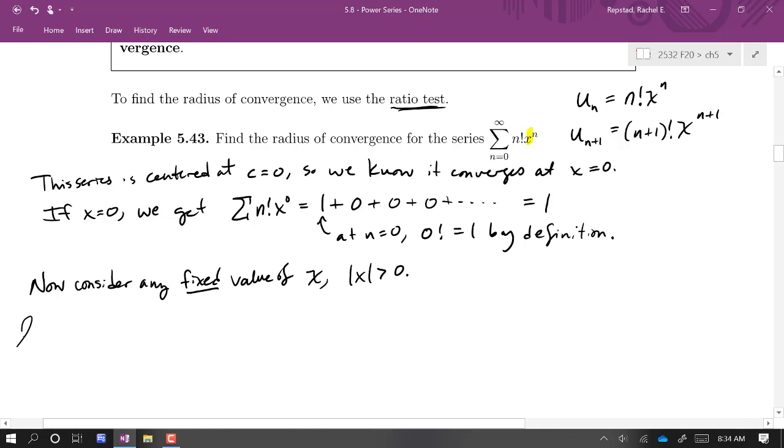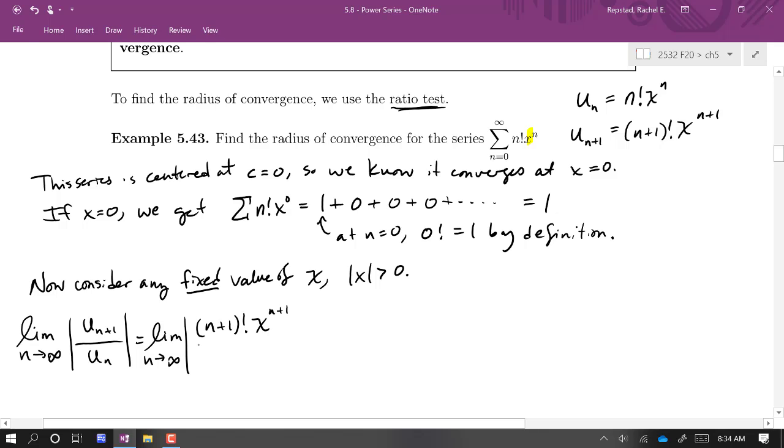So let's set up our ratio test. This is the limit as n approaches infinity of u sub n plus 1 over u sub n. And this is the limit as n approaches infinity. U sub n plus 1, that's n plus 1 factorial times x to the n plus 1 over n factorial times x to the n.